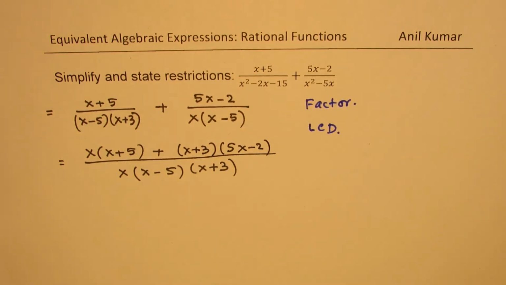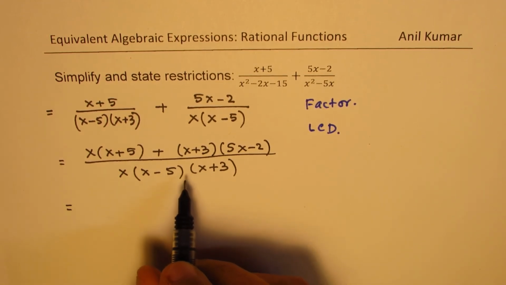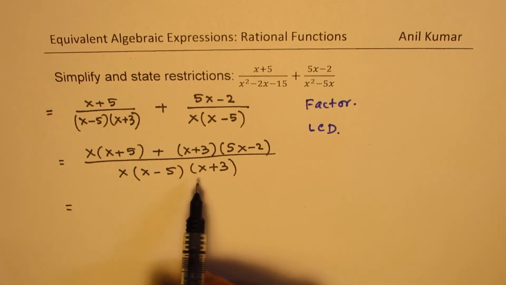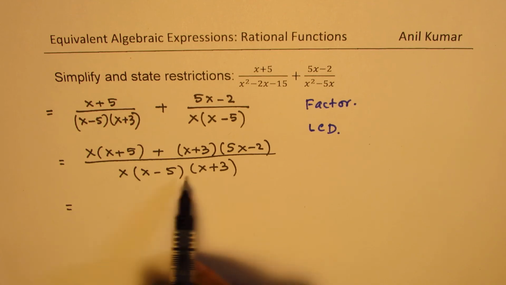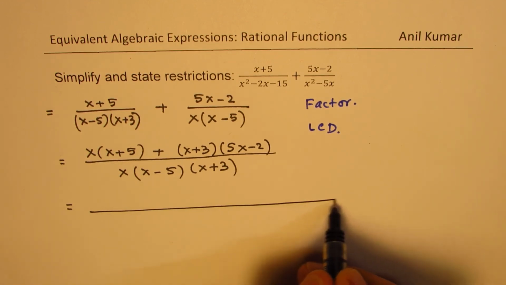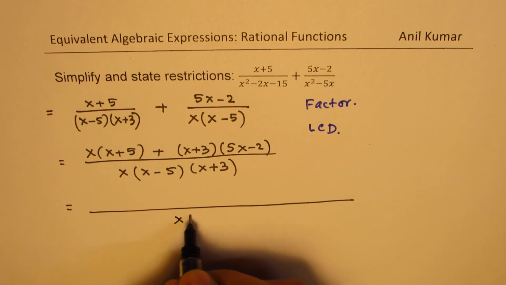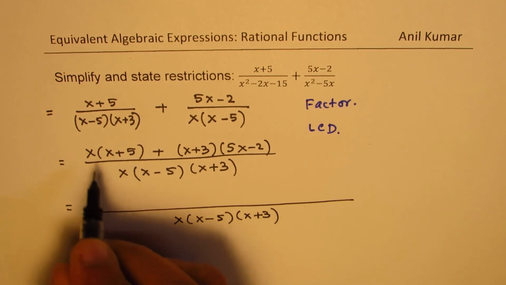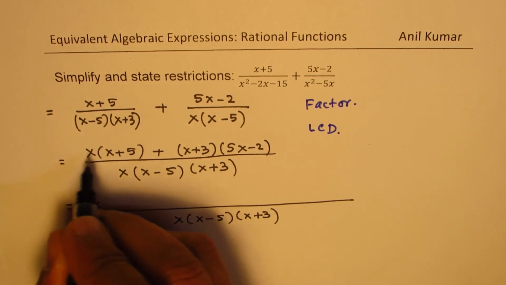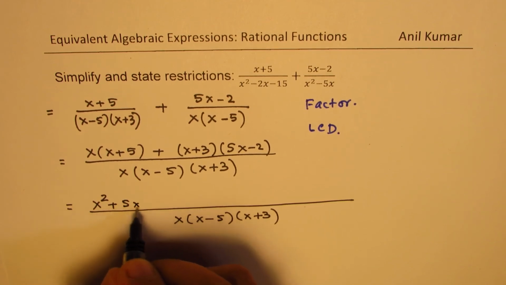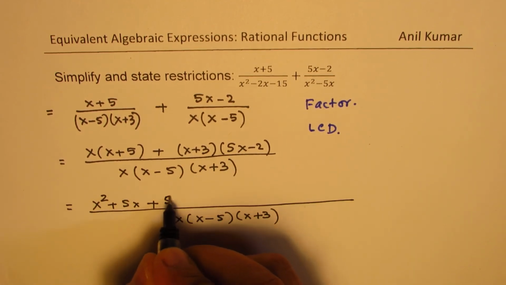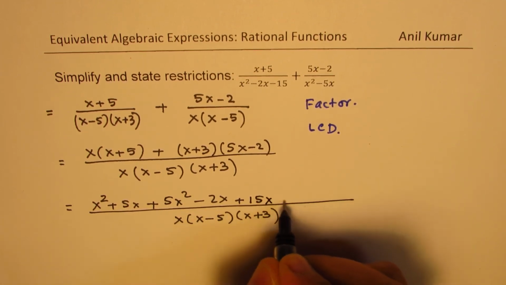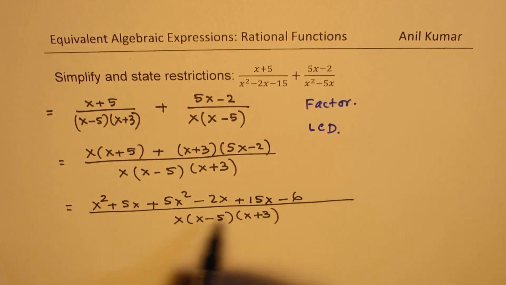Is that clear? Perfect. Now, whenever you do this operation, we like to keep the denominator in the factored form. I like you not to ever expand the denominator, right? But you need to expand and simplify the numerator. So we'll keep the denominator as such. Numerator, let's expand it. We get x squared plus 5x plus 5x squared minus 2x plus 15x minus 6, right? Now that is what we get.